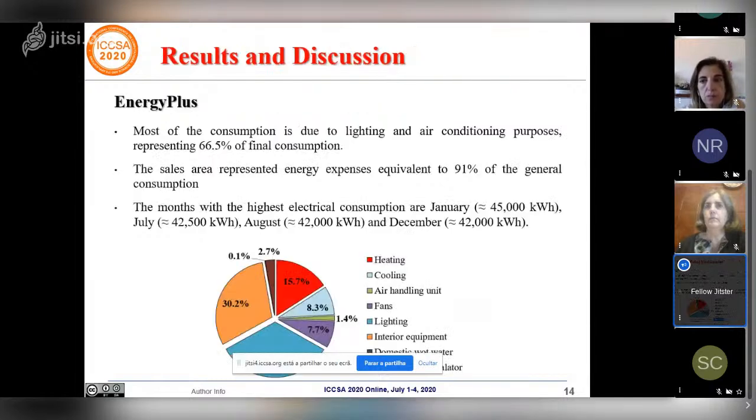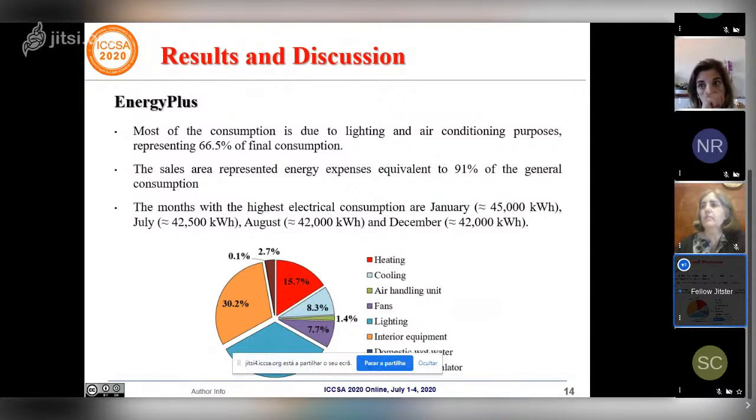So the results of the Energy Plus are presented here. The figure presents the distribution of annual energy consumption, and most of the consumption is due to lighting and air conditioning purposes, representing 66.5% of final consumption. Furthermore, it should be noted that regarding different zones of the building, the sales area represented energy expenses close to 90% of the general consumption.